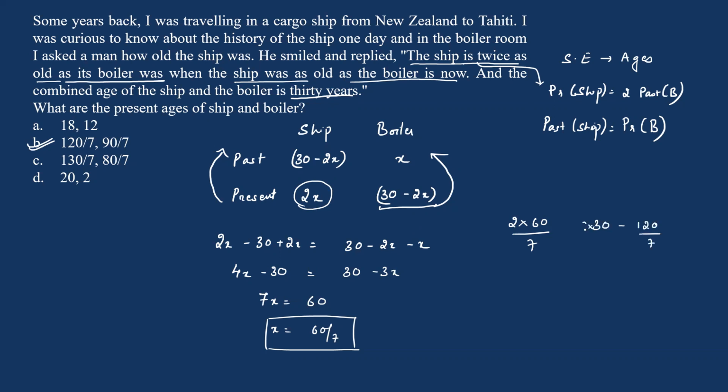Or if you want, the present age of the boiler will be 30 minus 120 by 7. Now 30 can be written as 210 by 7. So we have here 120 by 7 and this becomes 90 divided by 7. So this becomes a perfect pair and this becomes your answer. So to me, this question should have definitely been solved. So 3 marks in your pocket immediately. Clear?